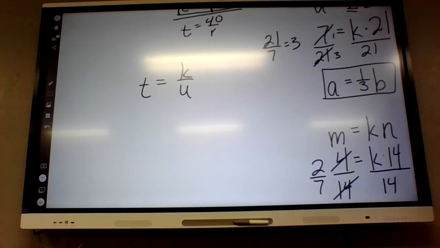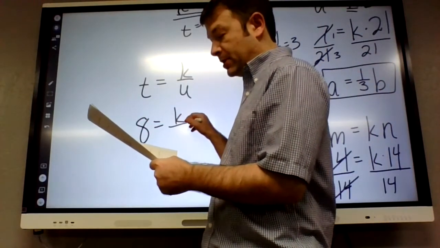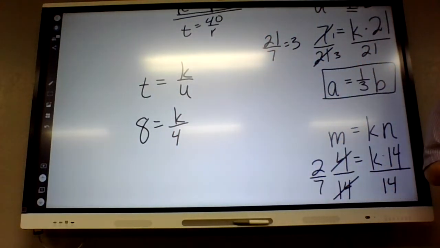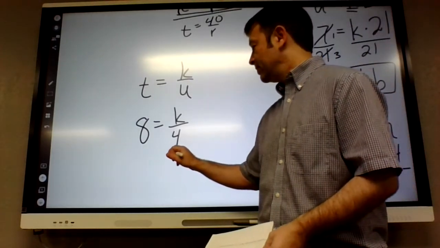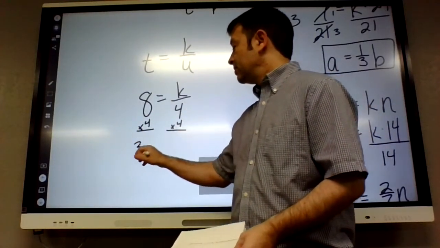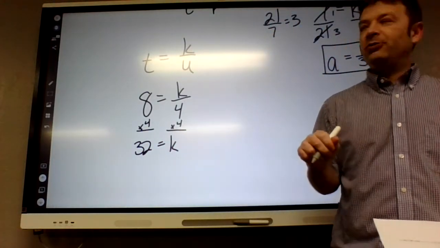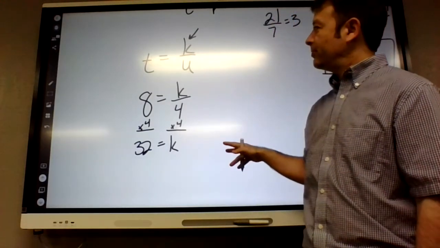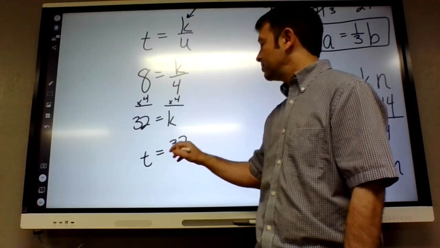So the T value that they give us is 8, and the U value that they give us is 4. So how are we going to solve that for K? Times by 4, because K is being divided by 4, so we need to multiply by 4. So K is 32. Now what are we going to do with that 32? Put it back in, right there where it was. So T equals 32 over U.